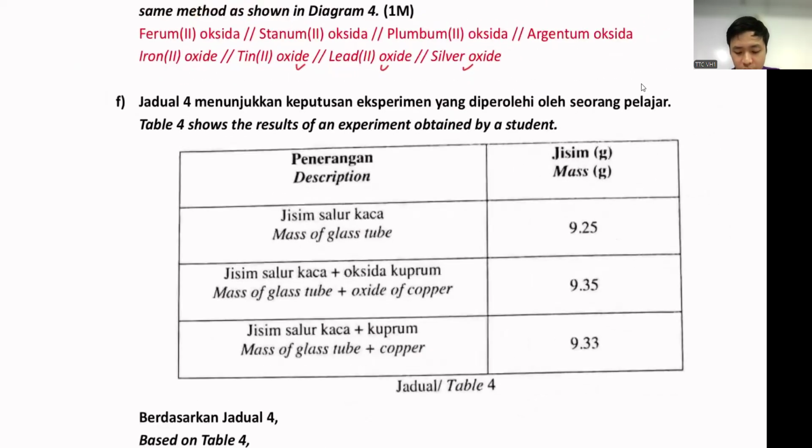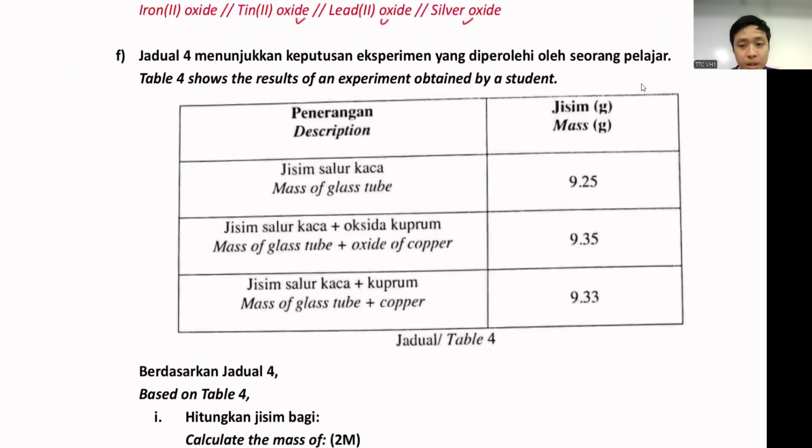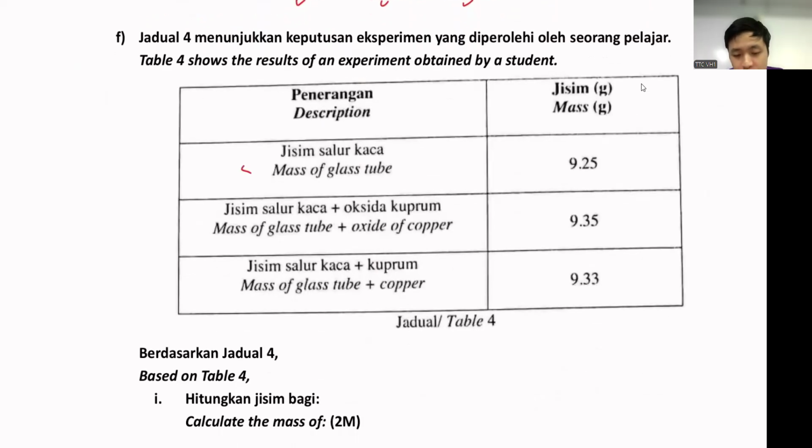Table 4 shows the result of an experiment obtained by a student. You can see the empty glass tube is 9.25 gram at the beginning, before you start with anything. After you put the copper 2 oxide into the glass tube, it becomes 9.35 gram. After you heat, CuO becomes Cu. Notice the mass decreases, becoming slightly lighter, because the oxygen has been lost.